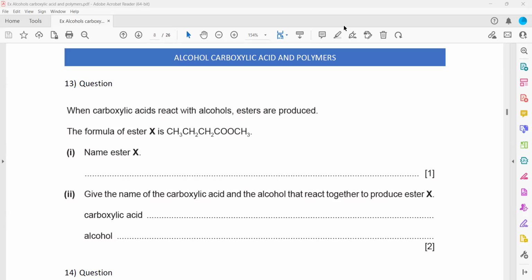Exercise: alcohol, carboxylic acid, and polymer. Question 13. When a carboxylic acid reacts with an alcohol, esters are produced. The formula of the ester is given. You have to name this ester. Butanoate.